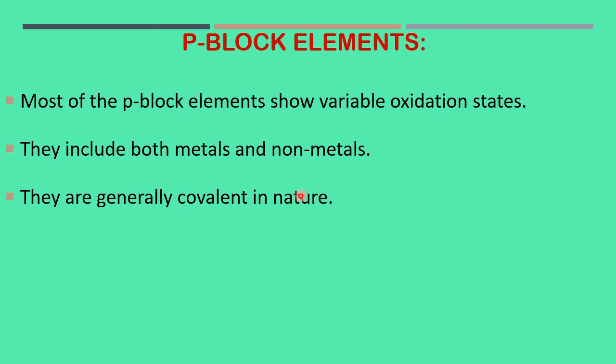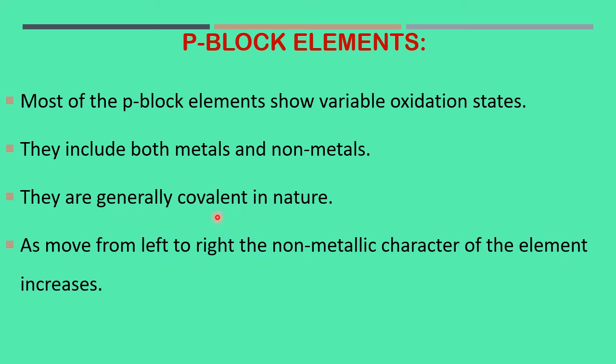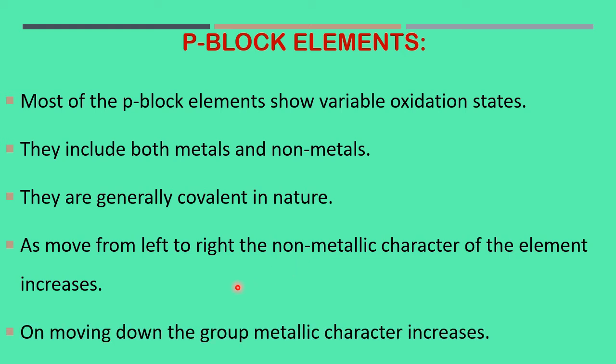As we move from left to right, non-metallic character increases. That means as you move towards the right side, you get the best non-metals. Fluorine is the best non-metal. Halogens are the best non-metals. On moving down, metallic character increases, whether it is the p block or s block. If you move from top to bottom, metallic character increases. This is a general trend.